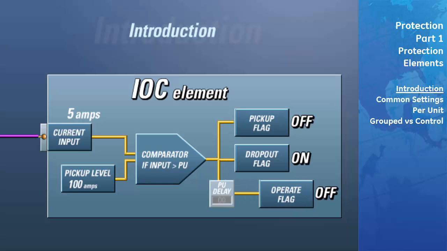We will now add a 3-second pickup delay and a 2-second dropout delay to the overcurrent element. These timers will delay the changing of state for the operate flag. Now as the current rises above the pickup level, the pickup flag will immediately turn on, and the dropout flag will turn off. The pickup delay timer will now begin counting. Once the timer reaches 3 seconds, the operate flag will turn on. As the current drops below the pickup level, the pickup flag will turn off, and the dropout flag will turn on. Now the dropout delay timer will begin counting. Once the timer reaches 2 seconds, the operate flag will turn off.